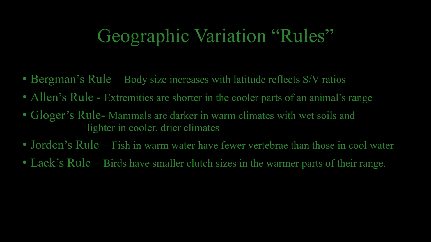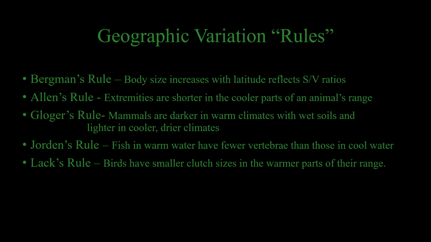Gloger's rule is that mammals are darker in warm climates with wet soils, lighter in cooler climates that are drier. This probably has to do with adaptive coloration. Jordan's rule, which is interesting. David Starr Jordan was a very well-known ichthyologist. Fish in warm water have fewer vertebrae than those in cool water.